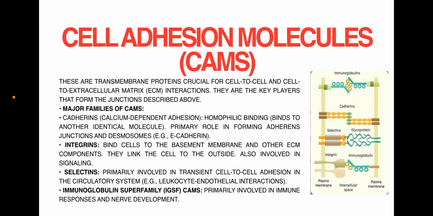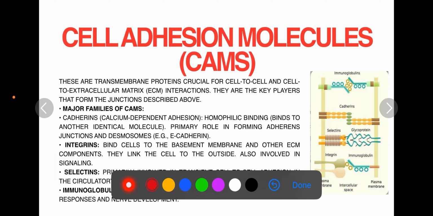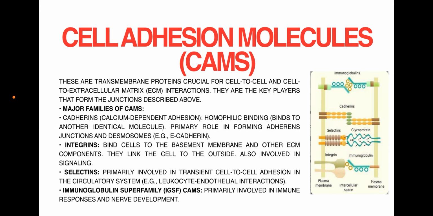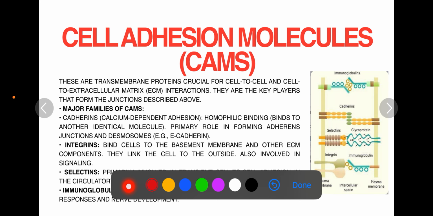In this case, we are going to speak about the CAMs. What are the CAMs? The CAMs are the cell adhesion molecules. Those are very important. There is a drawing here, you want to study it by yourself. And again, these are transmembrane proteins crucial for cell-to-cell and cell-to-extracellular matrix or ECM interactions, and they are the key players that form the junctions described above.